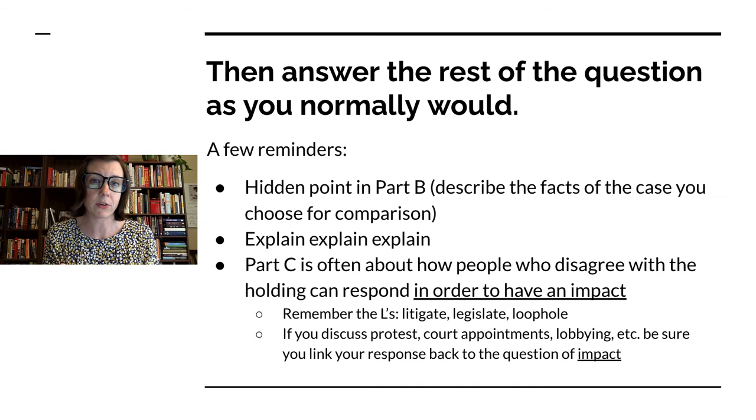So a few reminders always for the Supreme Court FRQ. There's that hidden point in Part B, right? Even though it just says A, B, C, there are actually 4 points that you can earn. The hidden point is for explaining the facts of the required case that you choose. So whatever one you want to choose from the list, put in a couple sentences about who was suing whom, what was the constitutional question, what was the holding in this case, and then that will also, I think, set up your comparison really easily to answer the rest of Part B.